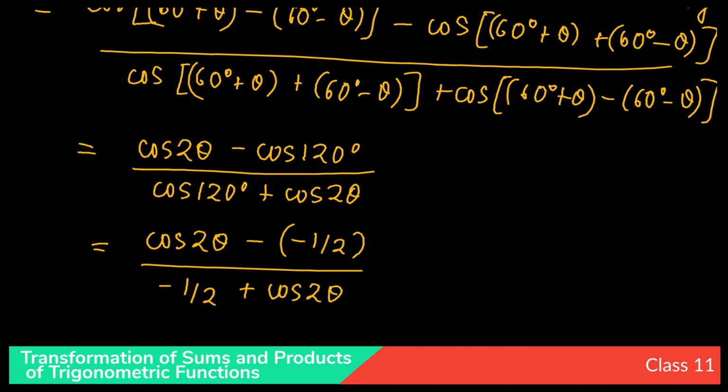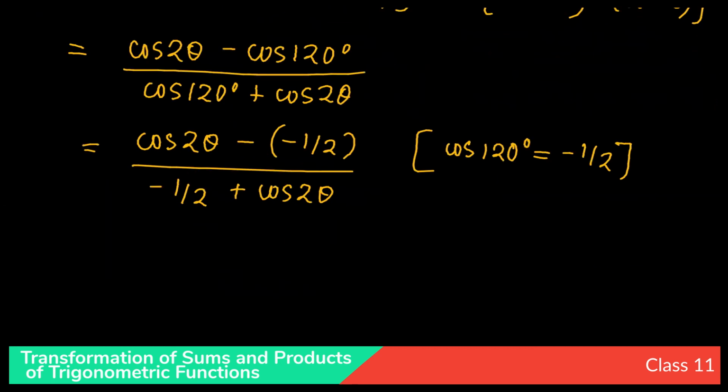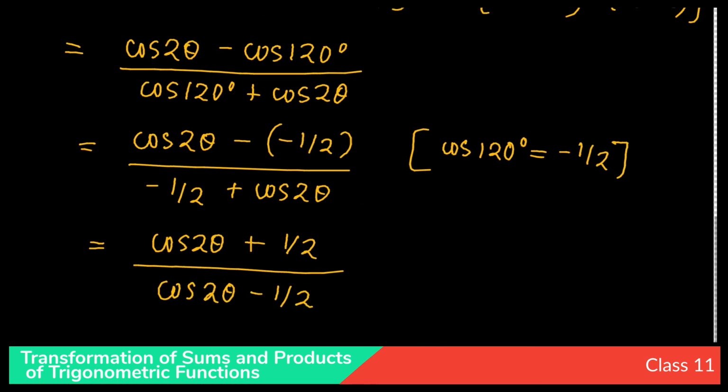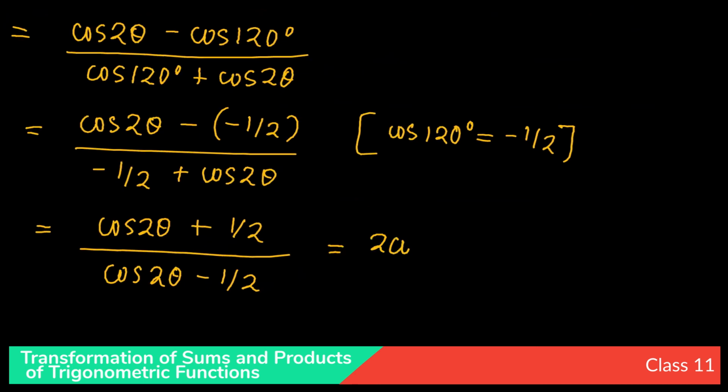Here we can write cos 120° is equal to what? It is minus half. So from this we can write cos 2θ minus half, that means plus half, by cos 2θ minus half. If you simplify this, you will get (2 cos 2θ + 1) by (2 cos 2θ − 1). Okay, so it is equal to our RHS.